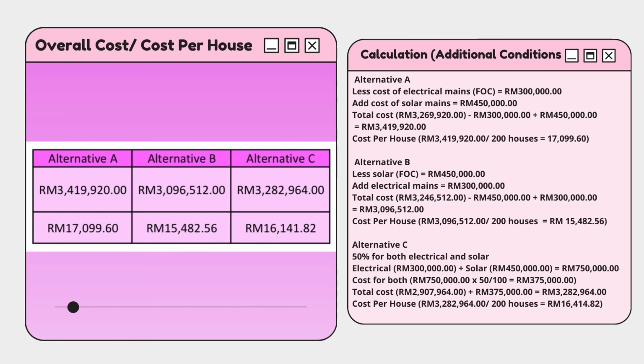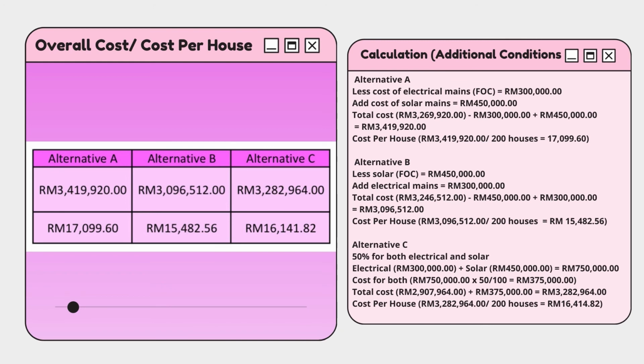Next, alternative B, total cost of 3,246,512 ringgit minus solar mains cost of 450,000 ringgit and adding 300,000 ringgit electrical mains will lead to an overall cost of 3,096,512 ringgit. The cost per house is 15,482 and 56 cents only.